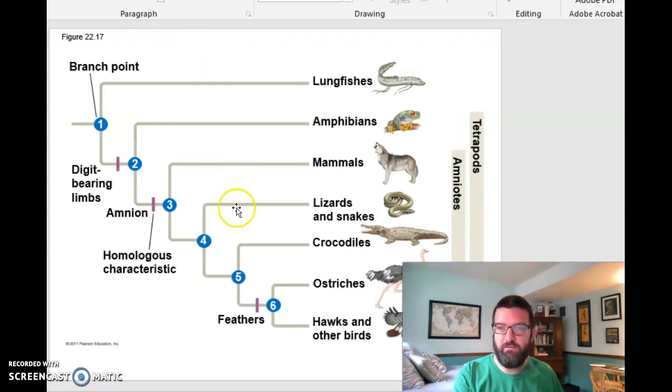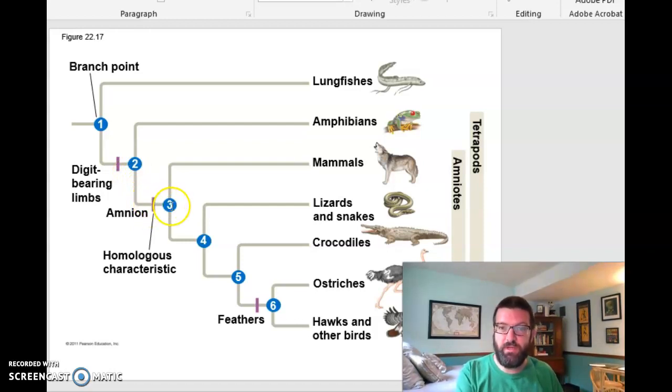We're going to look at a lot of figures like this in the future, but at this point, this is a branch point between one group of organisms and another, and this would have been the common ancestor of all of these organisms. So number 2 is the common ancestor of amphibians through birds, all of these, and that ancestor had digit-bearing limbs, right? Tetrapod.